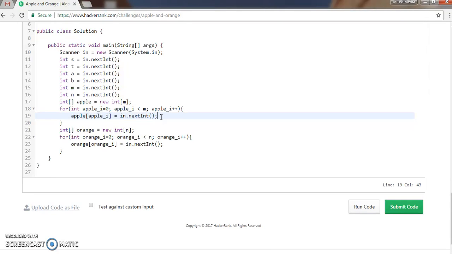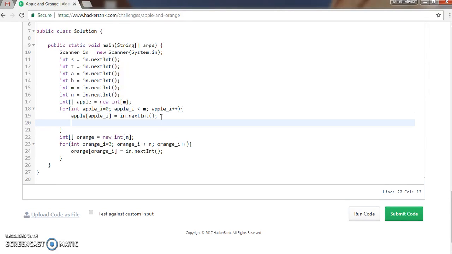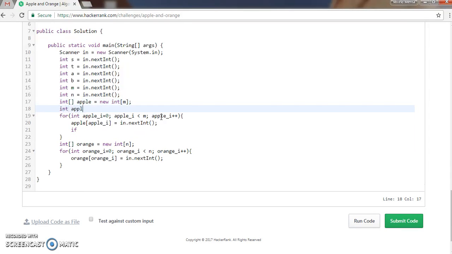Okay. So here what we will write, we need to take a count first. So we will take one variable, integer apple count, integer apple count is equal to 0. Okay. So now what do we need to count? If a means the apple tree location, a plus what is the difference? Okay, a plus, we need to add it for the counting difference.